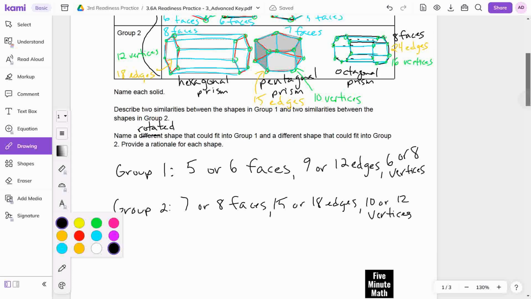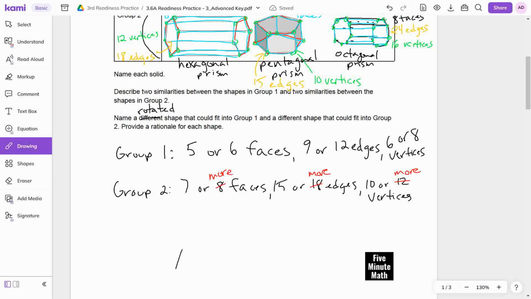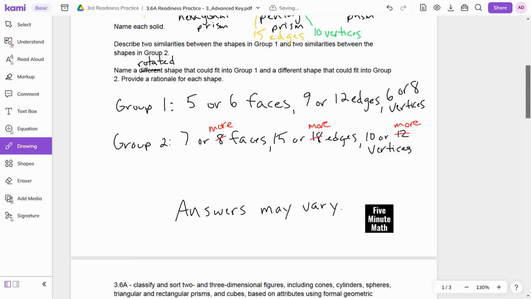Well, what I want to do here is instead of 7 or 8 faces, what I might do is change my descriptions to say 7 or more, 15 or more, or 12 or more. So if I just change my description, instead of being exact, if I just say the lowest number and then more, then I'll be good. So those are just a few answers here. So I will just say answers may vary because you might have chosen different ways to describe the shapes in group 1. Shapes in group 2, you might have chosen different shapes to add, and that's fine.